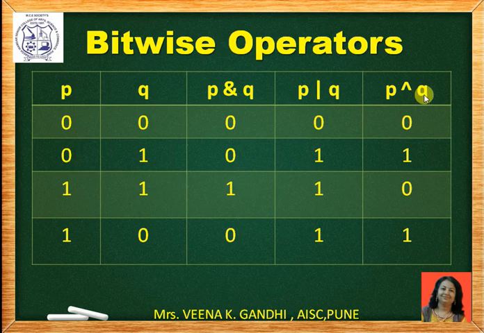Now P XOR Q. In this, if both the operands are the same, the result will be 0. If the operands are different, the result will be 1. For example, if P equal to 0 and Q equal to 0, both the operands are the same, so the result will be 0. If P equal to 1, Q equal to 1, both the operands are the same, so the result will be 0. Now if P equal to 0 and Q equal to 1, the result will be 1. If P equal to 1 and Q equal to 0, the result will be 1.